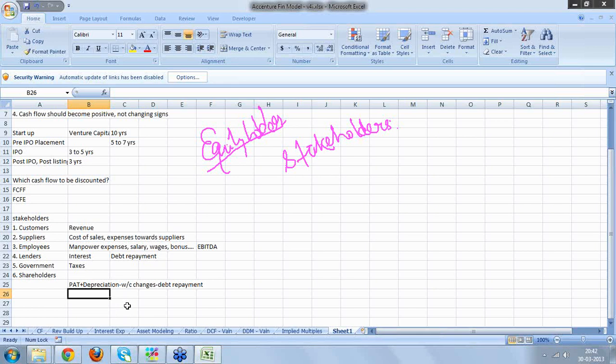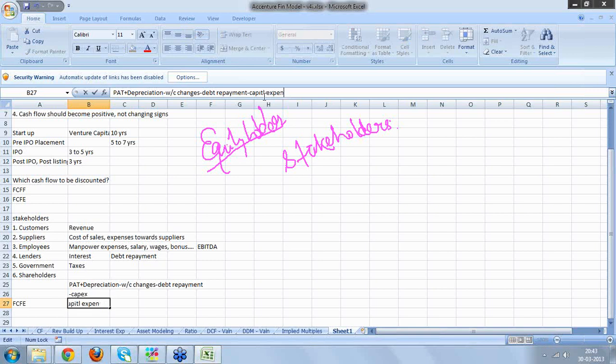Company will move on as a going concern, so I have to take care of its investment need. So I'll use this portion to first satisfy other stakeholders before I can pocket it myself. So I subtract capex from here. So my FCFE now becomes PAT plus depreciation minus working capital changes minus debt repayment minus capital expenditure.